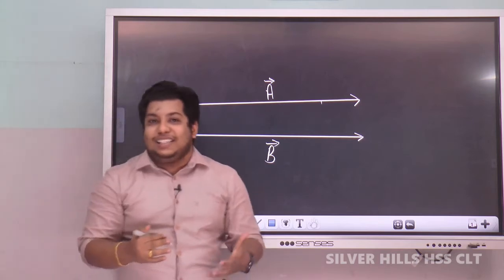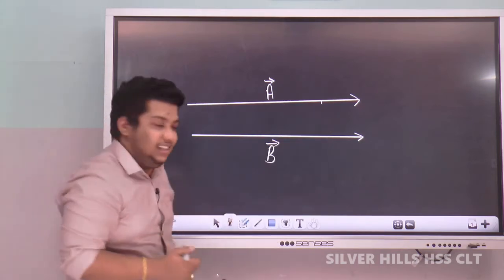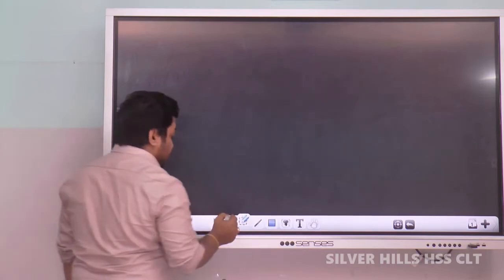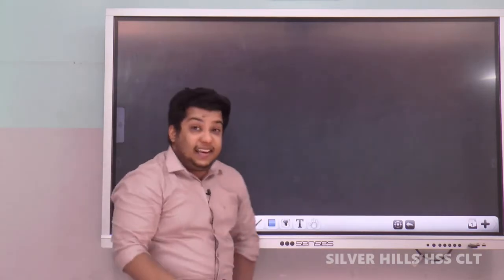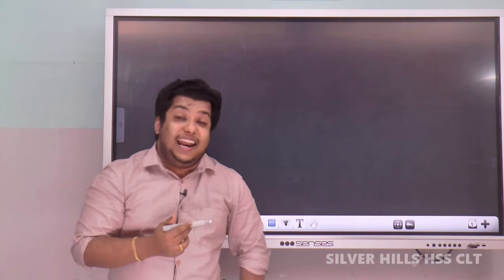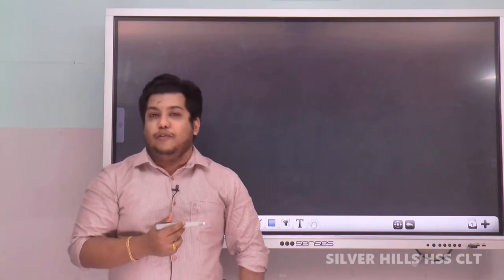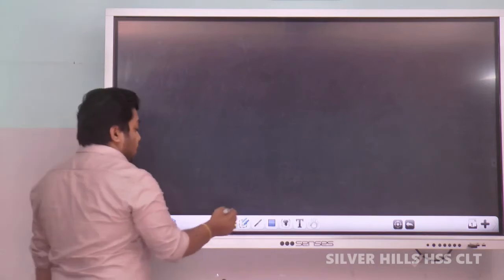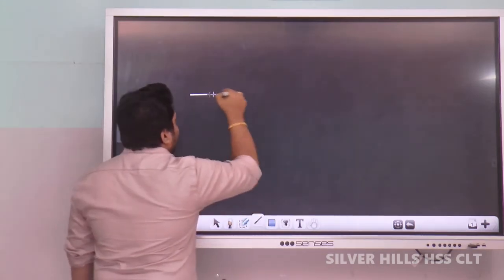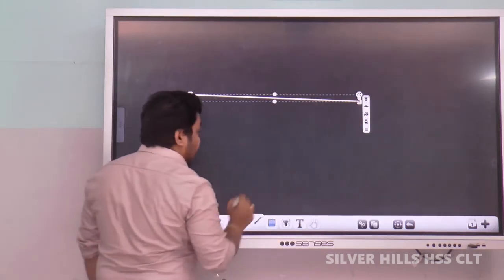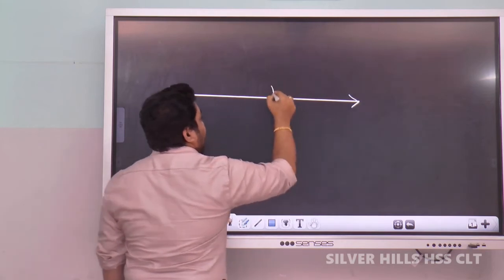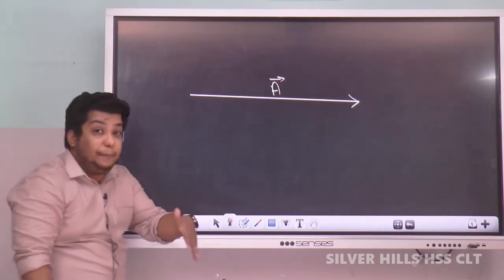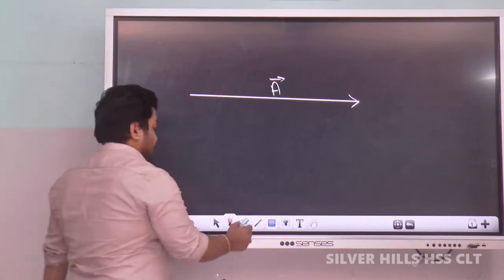Now we are going to discuss the second type of vector. The second type of vector is called negative vectors. Now I am going to represent the negative vectors. So listen here. This is vector A. Now I am going to represent the vector B.